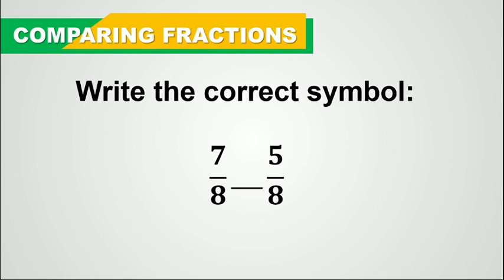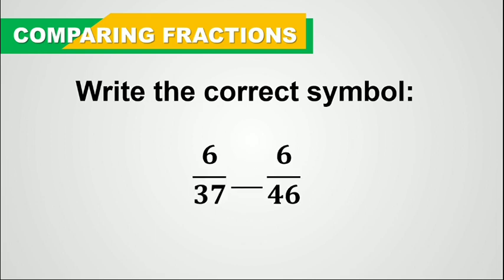Now, what about this? Write the correct symbol. 7 over 8 is blank 5 over 8. You also have to take note that if they have the same denominator, 8 and 8, you will just be looking at their numerators. So evaluate which one is greater, 7 or 5. It's definitely 7. Therefore, 7 over 8 is greater than 5 over 8.